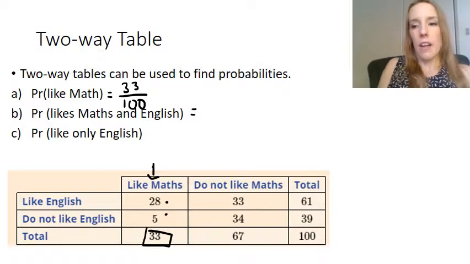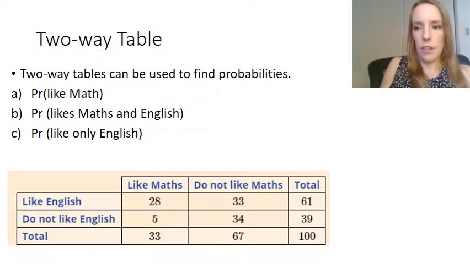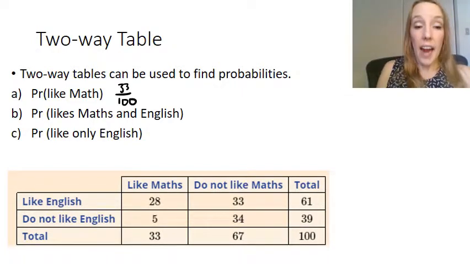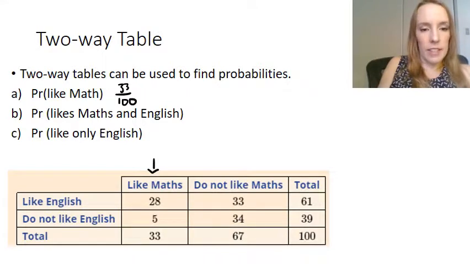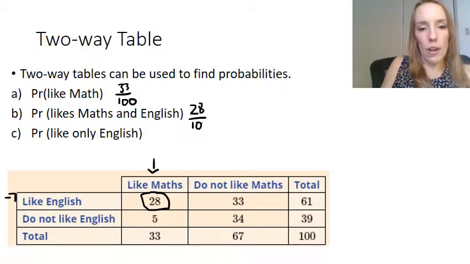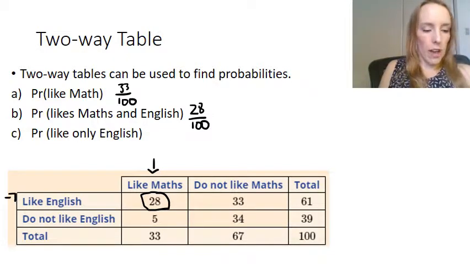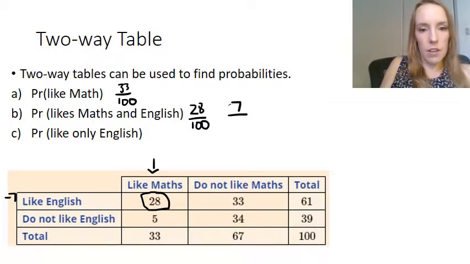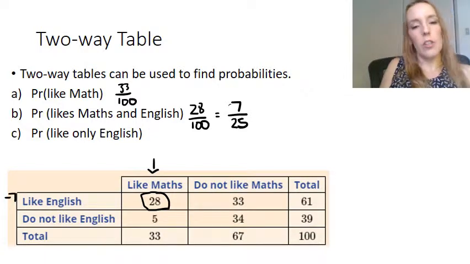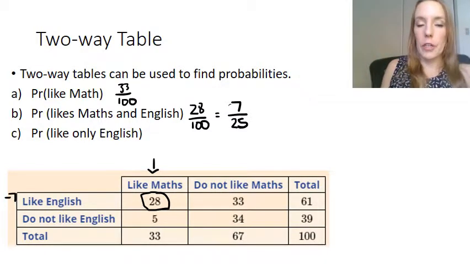Okay, so our probability, actually I'm going to clear this. So that was 33 over 100. Now the probability that they like maths and English. So they like maths, that's this column. They like English, that's that row. They intersect here with this 28. So that is 28 over 100. Can we simplify that further? Probably. So 28 divided by 4, and 100 divided by 4, so that's 7 over 25. So 7 out of 25 like maths and English.